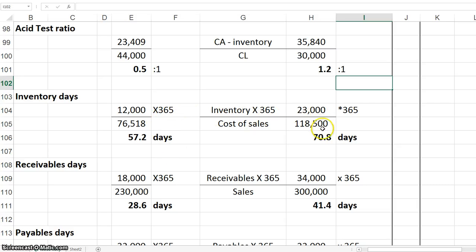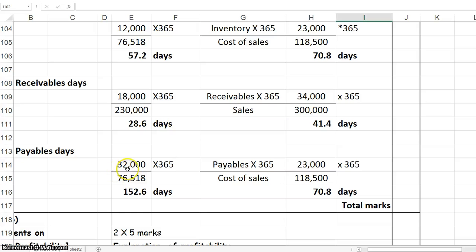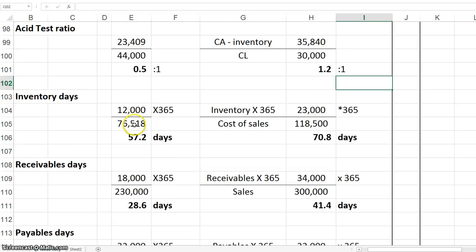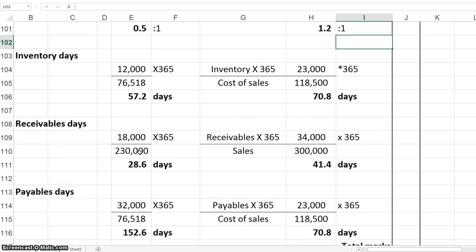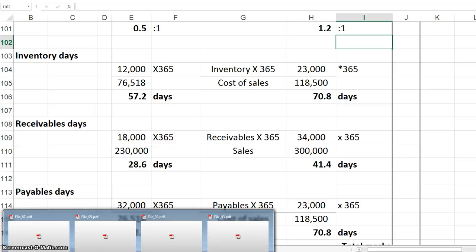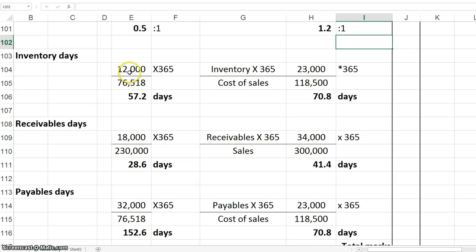And there was 2015. Sorry, that was payables, 32 there. That was inventory. And here was payables, 32 over 76, and we got 152 days. So the figures for inventory, I'll just get them. Inventory, 12,000 over 76 by 365. 23,000 over 118. 12 over 76, 23 over 118,500. And that's the workings for them.